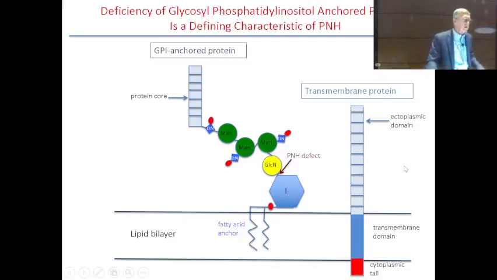Okay, good. All right, so here's the characteristic feature of PNH cells. So they're deficient in so-called GPI or glycosyl phosphatidylinositol anchored proteins. And this is a cartoon that illustrates the difference between GPI-anchored proteins and transmembrane proteins.